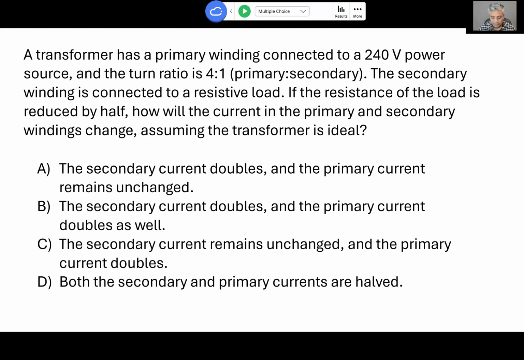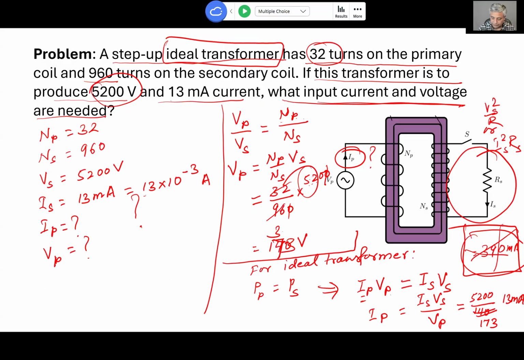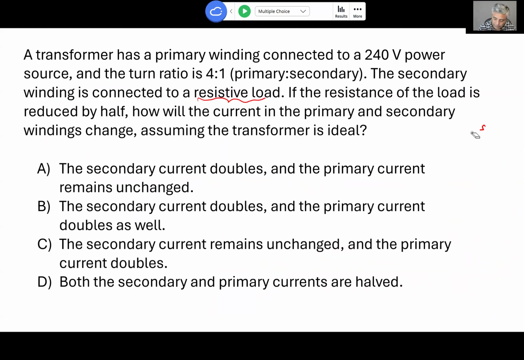Okay, so now here is a question for you. So that resistive load means the RS we had in this diagram, right? So the secondary wire goes to the device, and the device has resistance. And sometimes device resistance is also called the load on the circuit. Okay, so it looks like we have a very nice problem here. It may take a little bit of time.